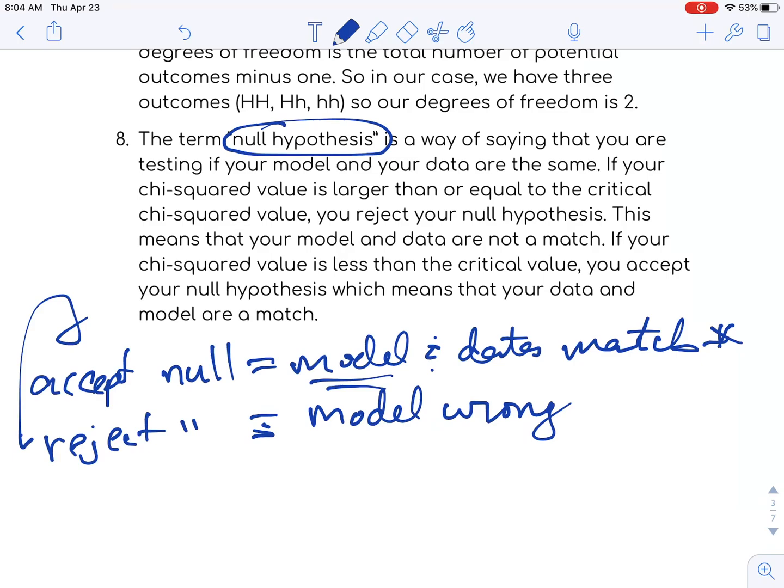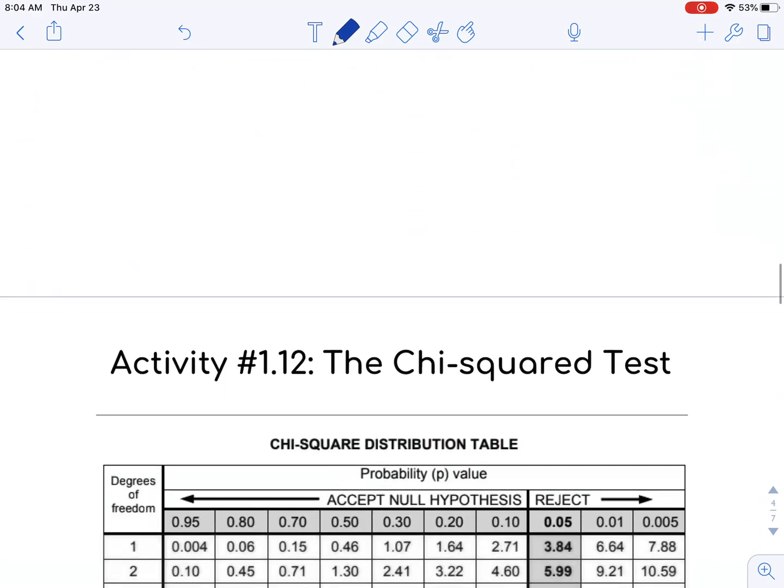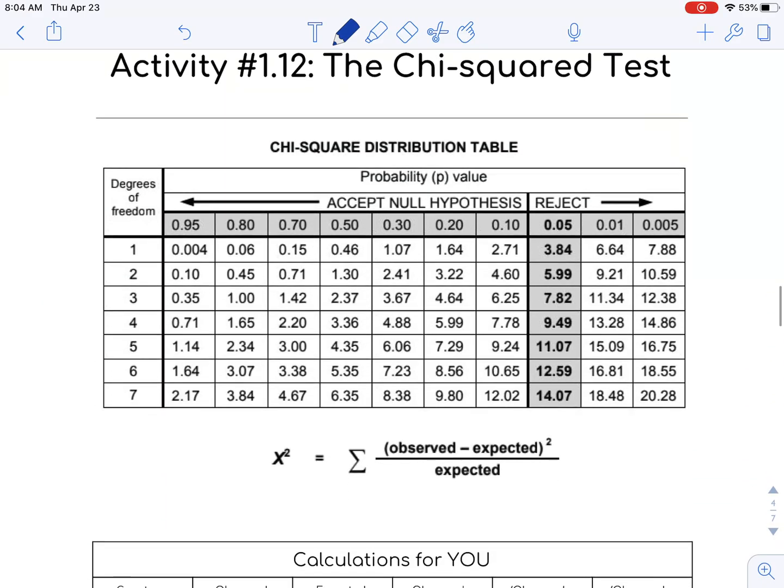We don't do that in this case. I'm just trying to give you a clue as to how this fits in the bigger picture. Okay, so we don't have any data yet, but let's look at the chi-square distribution table, which very clearly tells us whether or not we can accept or reject the null hypothesis.